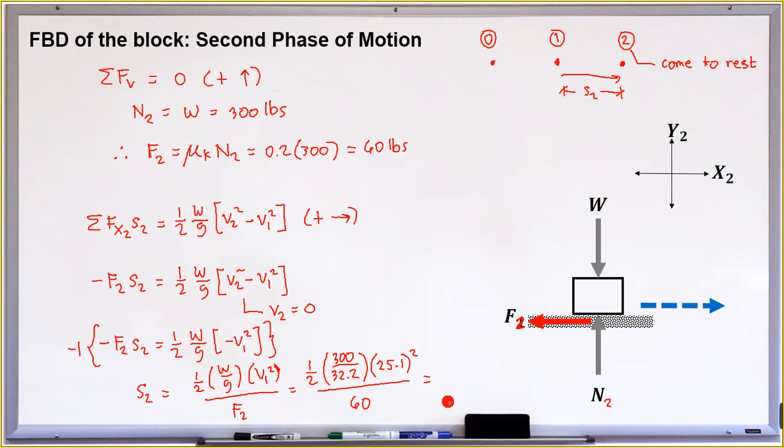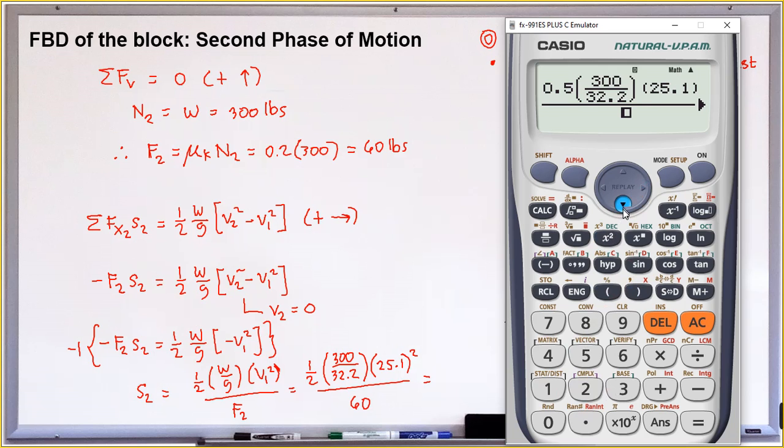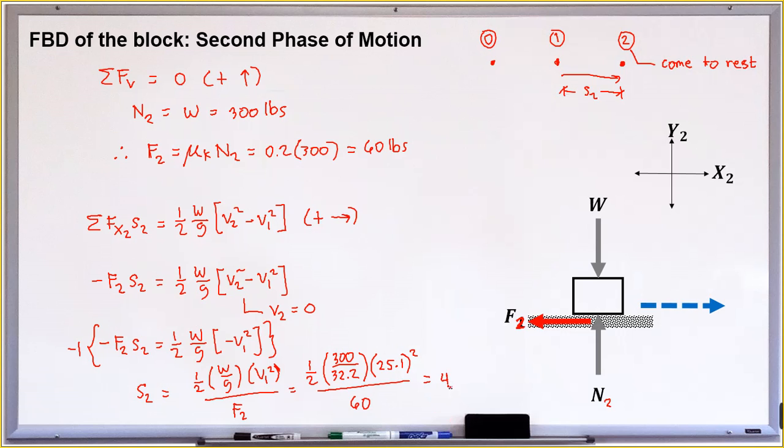So pila ang ato ang displacement 2. So we have 0.5, 300 divided by 32.2, and then we have 25.1 square over 60. So the answer is 48.91. So 48.9 na lang, then this is feet. So therefore, pagkuha nato sa applied force nga 100 pounds, naka-travel pa din siya og 48.9 feet.